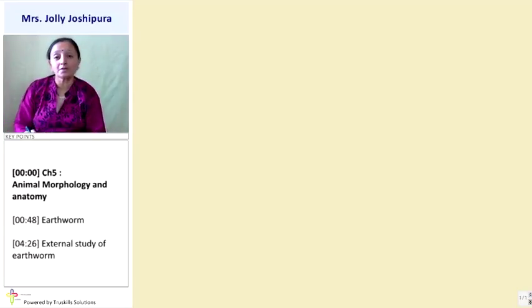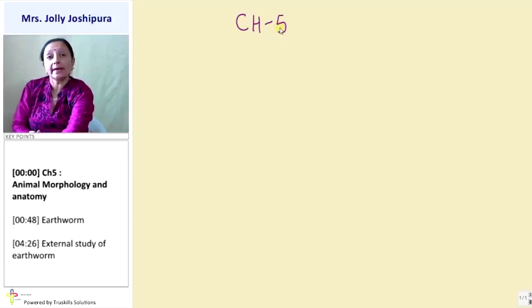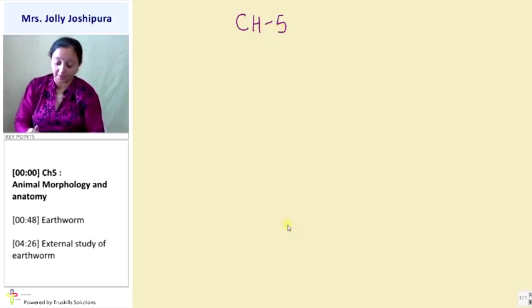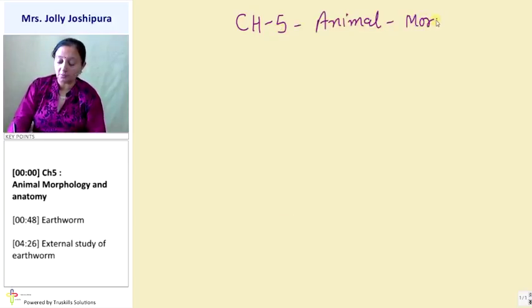Now we are going to start with our 5th chapter. Earlier in the 4th chapter we have seen the animal tissue, and now we have to see animal morphology and anatomy. You know what morphology is. Morphology includes the external characteristics, and anatomy includes the internal study.